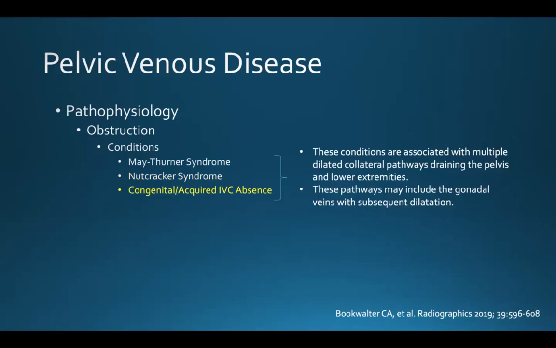Finally, congenital or acquired IVC absence can play a role here as well. Acquired IVC absence is usually thought of in the setting of thrombosis of the inferior vena cava. These conditions are associated with multiple dilated collateral pathways which are responsible for draining blood from the pelvis and lower extremities. And these pathways may include the gonadal veins, which can lead to dilatation of these veins.